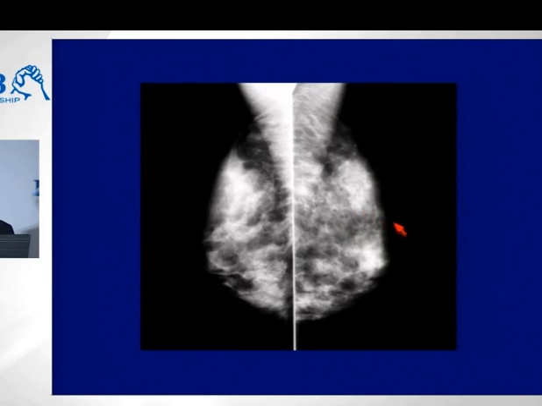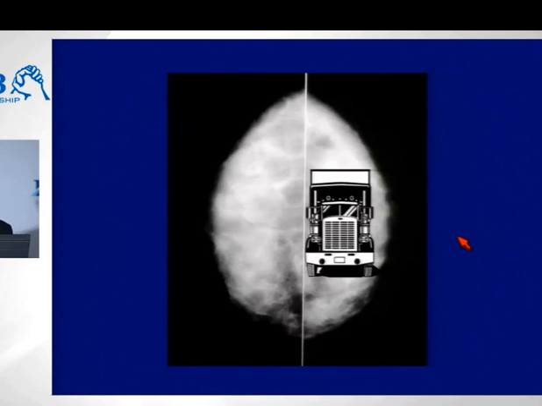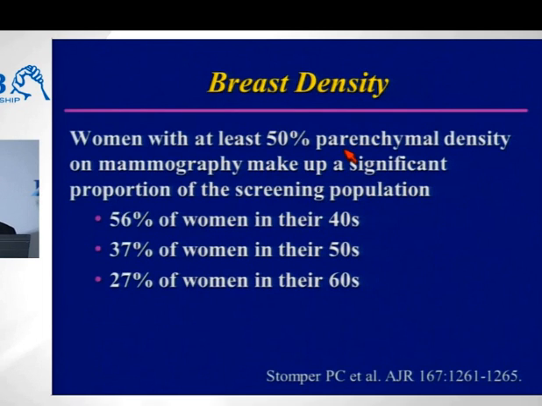This is also a normal mammogram, but she has what we would call heterogeneously dense breasts. And finally, the extremely dense breast, or as Dr. Kopans calls it, the hide-a-truck breast. So our mammographic sensitivity decreases as breast density increases. And women with at least 50% parenchymal density on mammography make up a significant proportion of the screening population. Almost 60% of women in their 40s, and percentages declining as we look at older age groups.